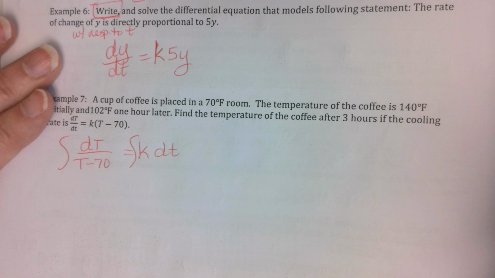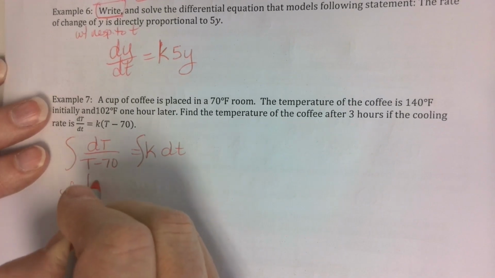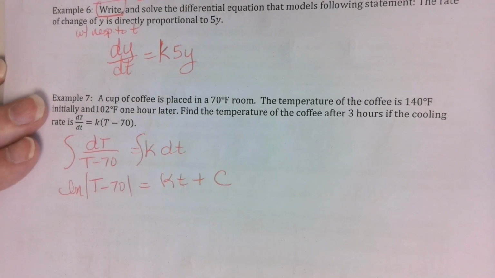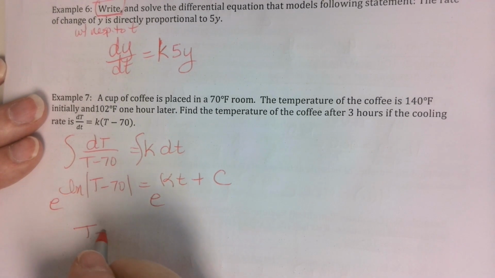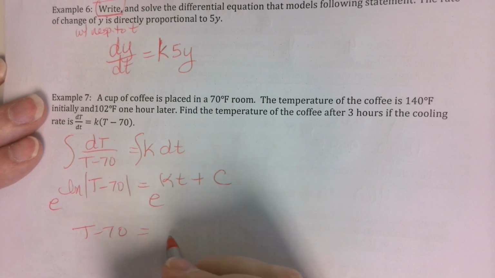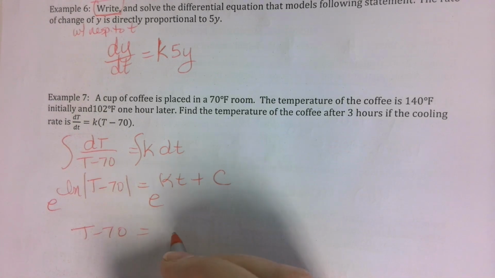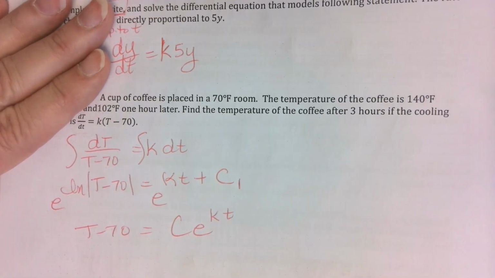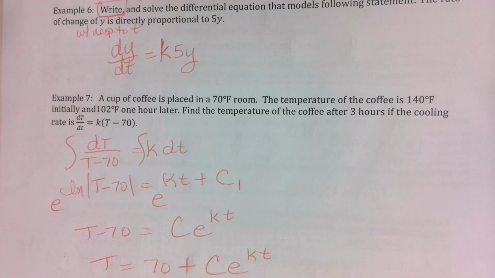What about that little integral? Is that u prime over u already? ln absolute value of u, kt plus c, just like we did in the proof, right? And I guess we can't really call it that. Let's call this C1 and say C e to the kt. So T equals 70 plus C e to the kt.